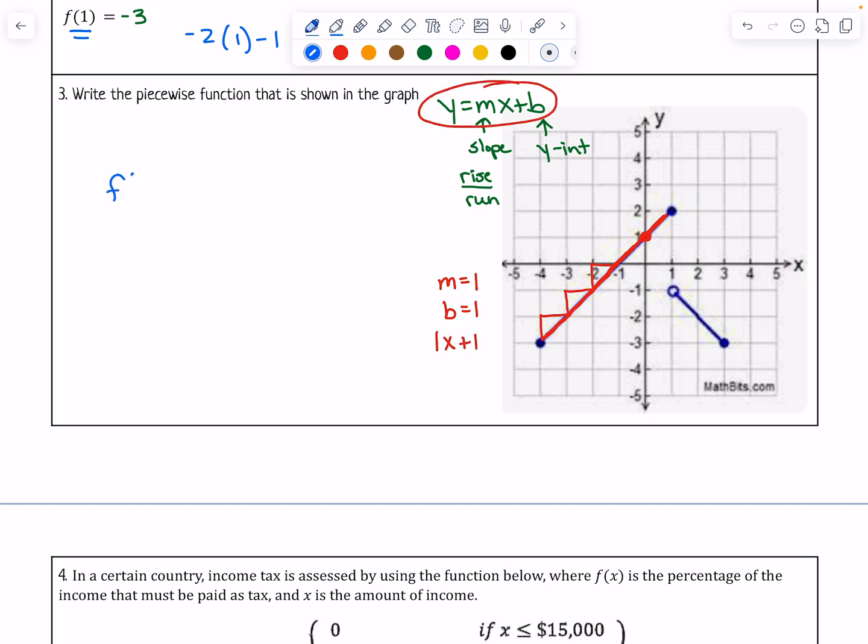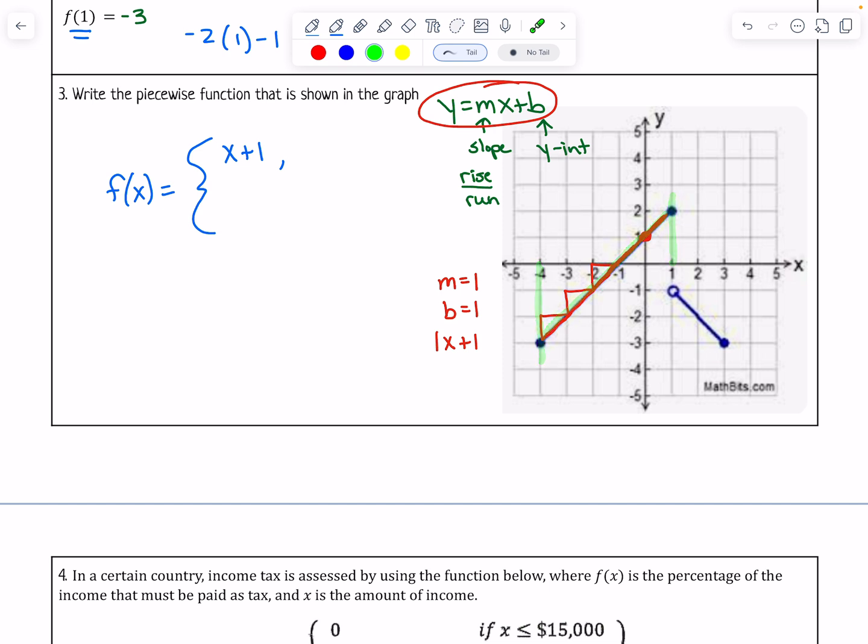So then to put it into a piecewise function, we write f of x and a big curly brace, and then we just write x plus 1, and then we want to put the domain for the graph. So I'm going to use my pointer. The domain is just how far it goes because it's not going forever. It's just going between x equals -4 and 1.